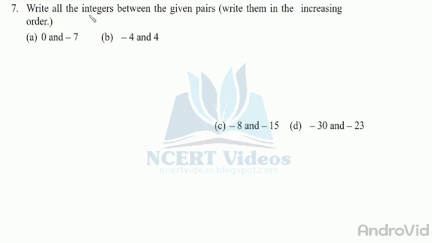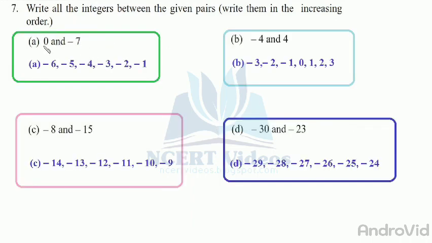Question 7. Write all the integers between the given pairs. Write them in the increasing order. So we will have to locate the points between them, that is 0 and minus 7. So first of all, we will have to locate the smallest point, because we have to write in increasing order. So here negative 7 is the smallest, and we will write minus 6, minus 5, minus 4, minus 3, minus 2 and minus 1. We don't write 0 because it is the extreme point.